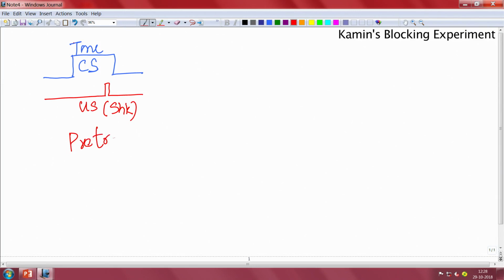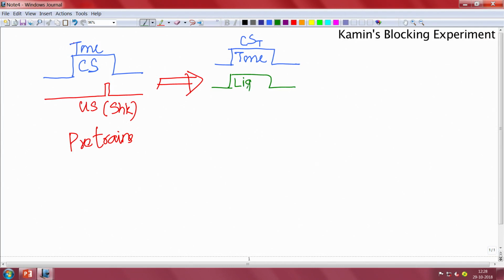Once he pre-trains, then he takes them into a compound stimuli regime, where he is presenting two different CSs, a tone, let us call it CS subscript T, and a light, a flash of light, CS subscript L. He presents this along with a US, just like before, an electric shock.